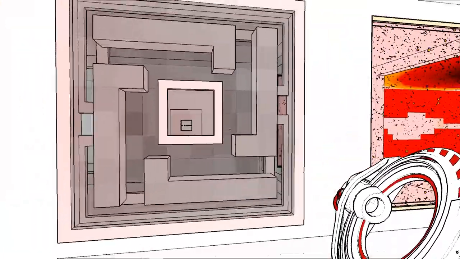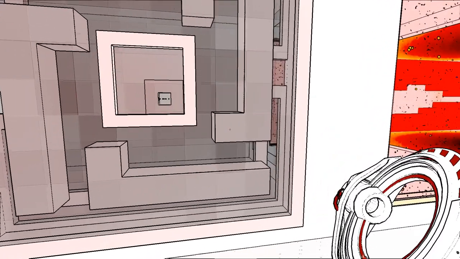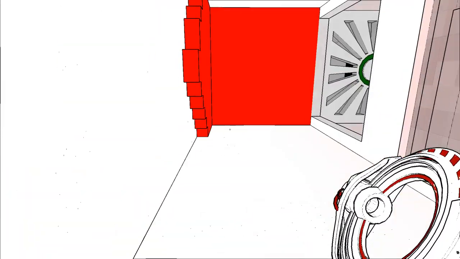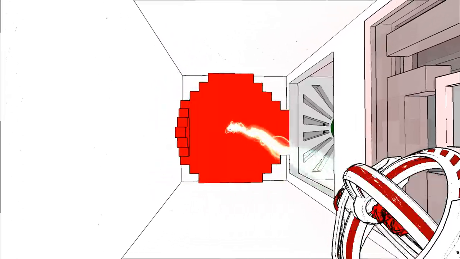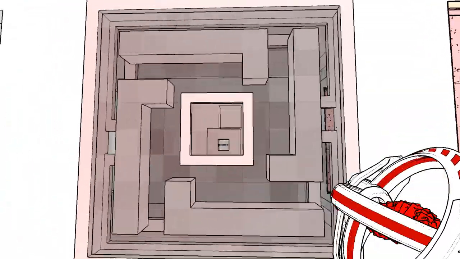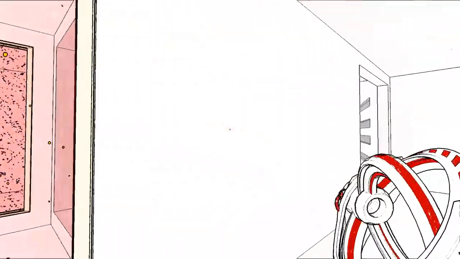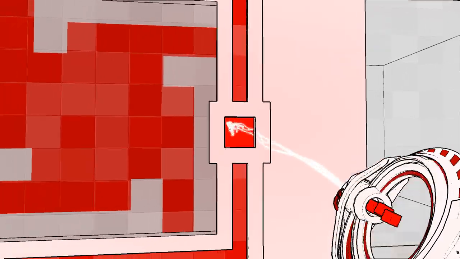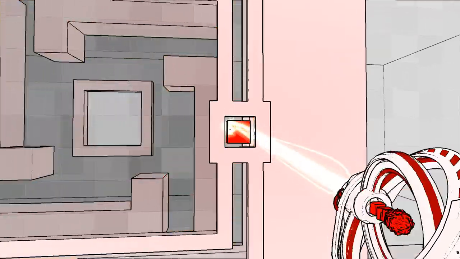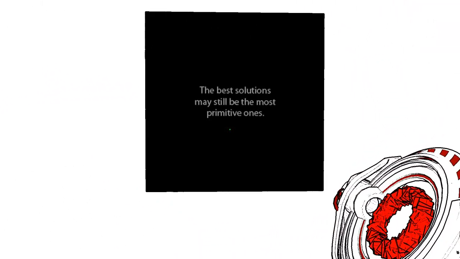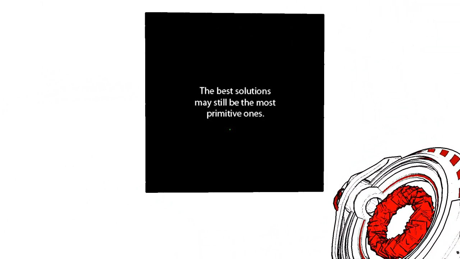So now, the game is teaching us that as long as you have two or more cubes, you have infinite cubes. Holy crap. That is insane. This power is insane. That is so cool. And I suck them all out. And there we go. The best solutions may still be the most primitive ones, just duplicating cubes, but in a different way?